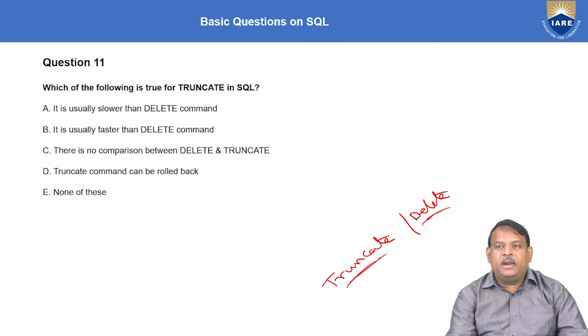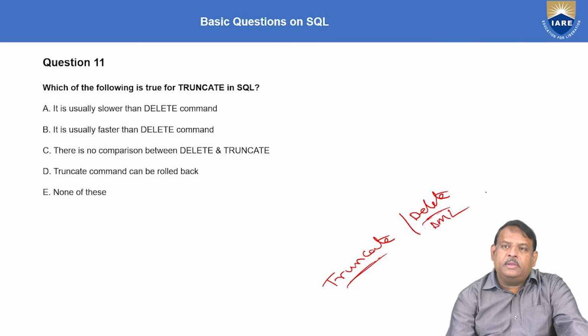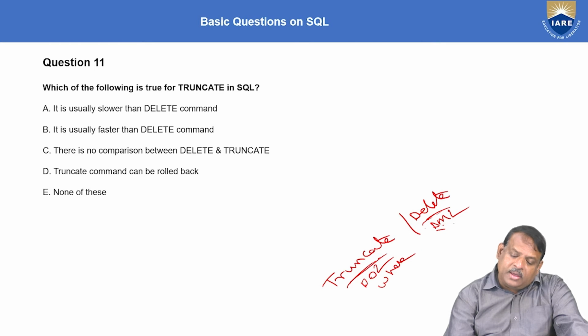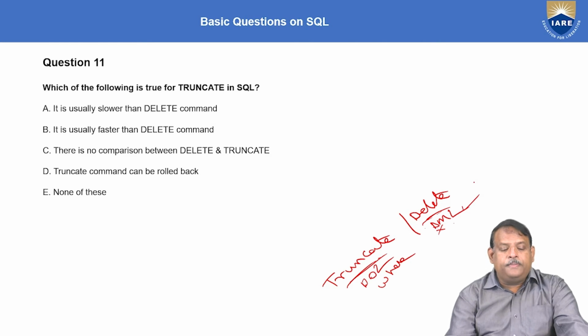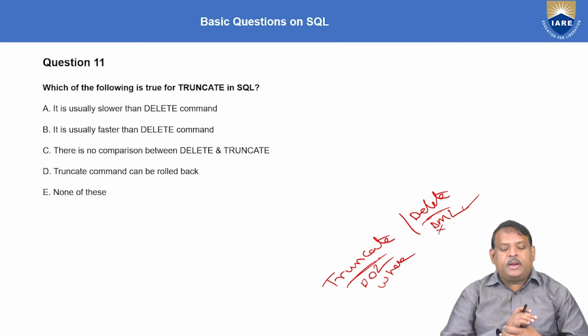Now we'll see what the conditions are. Truncate is a DDL command, and delete is a DML command. Here we cannot use a where clause. Here we can use a where clause, which is an optional condition. Now, which of the following is true for truncate in SQL?